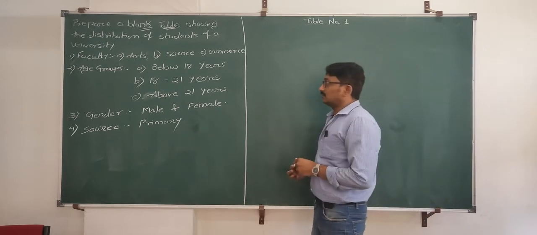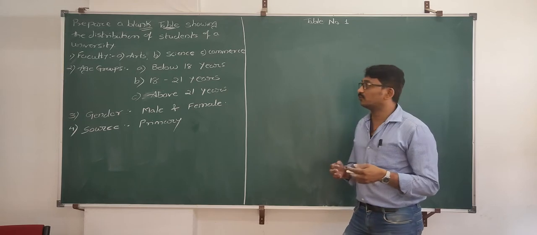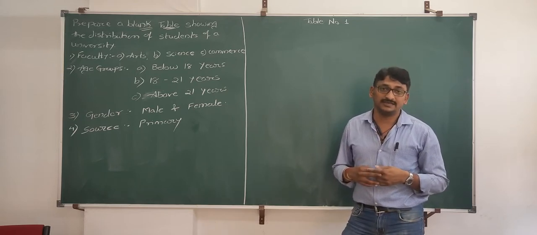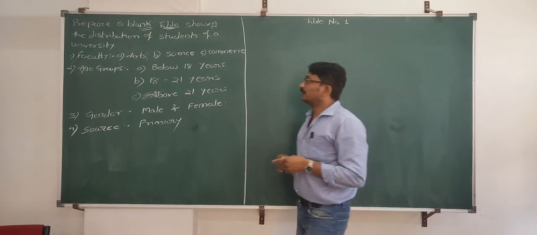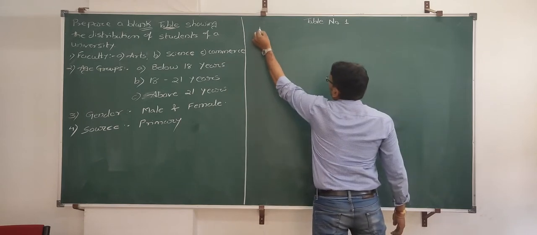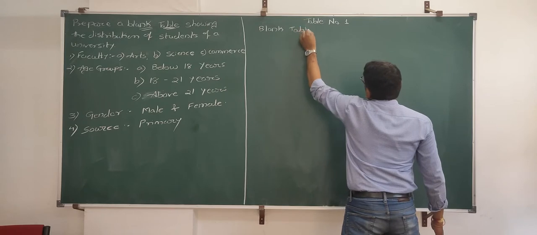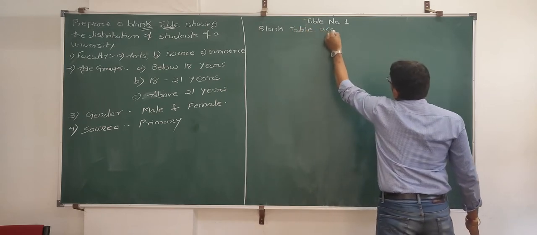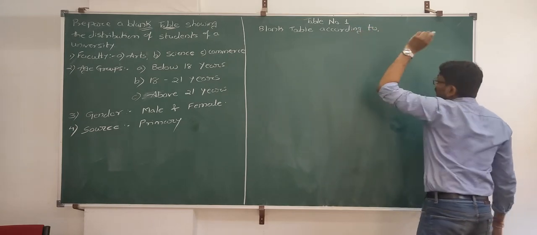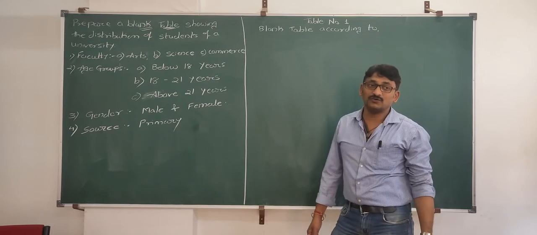Then, now check out what is the next step of preparing a blank table. We have to check out whether we have to prepare a blank table or statistical table. Accordingly, we have to write the title. What we have to prepare here? We have to prepare a blank table. So, I will write over here blank table according to, comma.